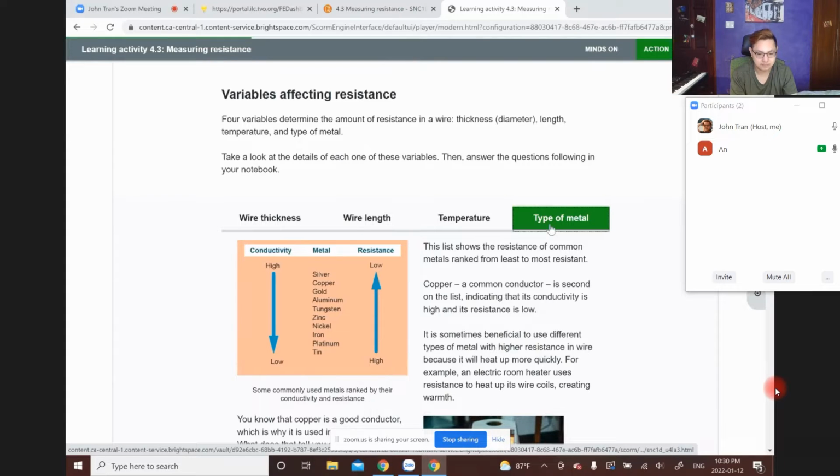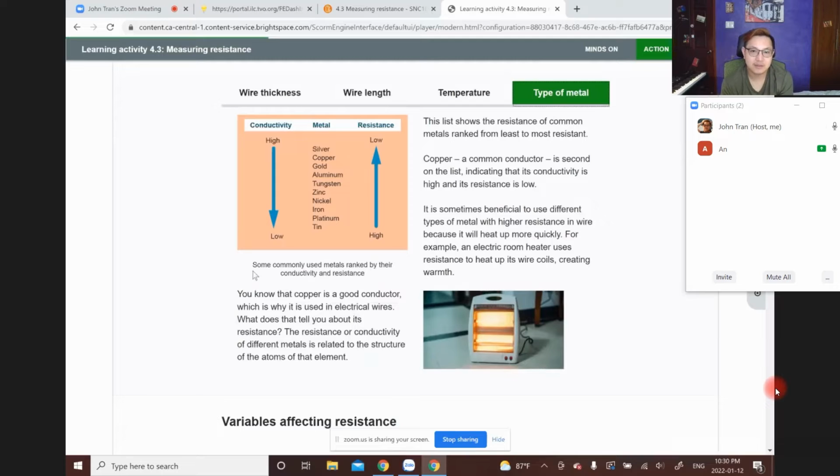Types of metal. This list shows the resistance of common metals ranked from least to most resistant. Copper, a common conductor, is second on the list, indicating that its conductivity is high and its resistance low. It is sometimes beneficial to use different types of metal with higher resistance in wire because it will heat up more quickly. For example, an electric room heater uses resistance to heat up its wire coil, creating warmth.